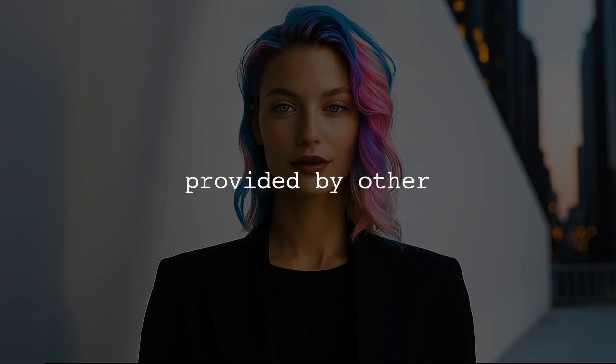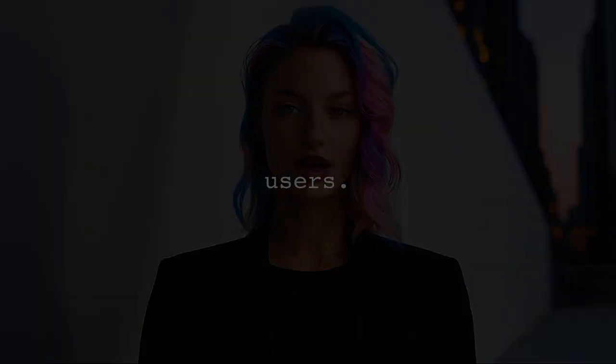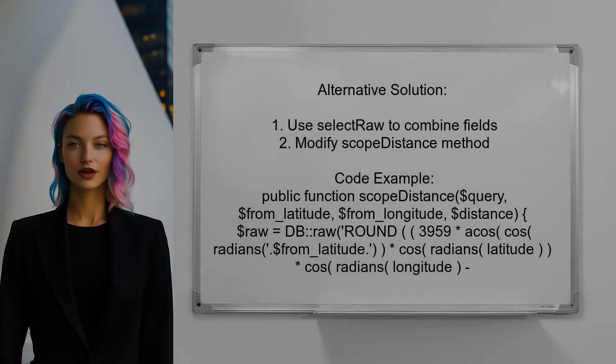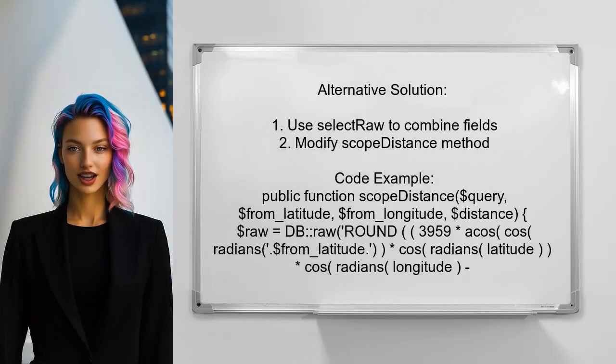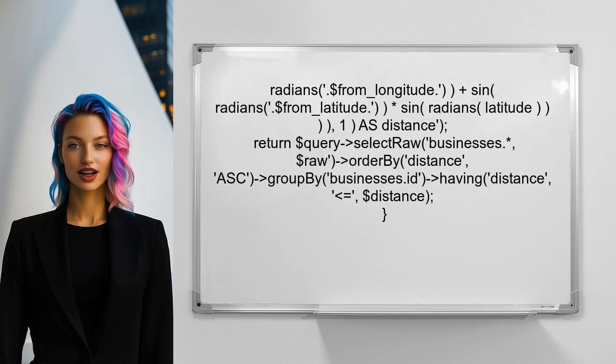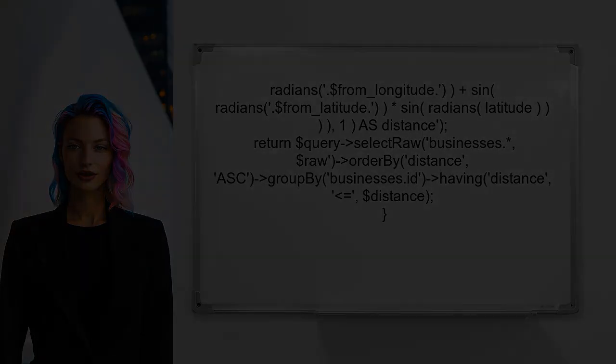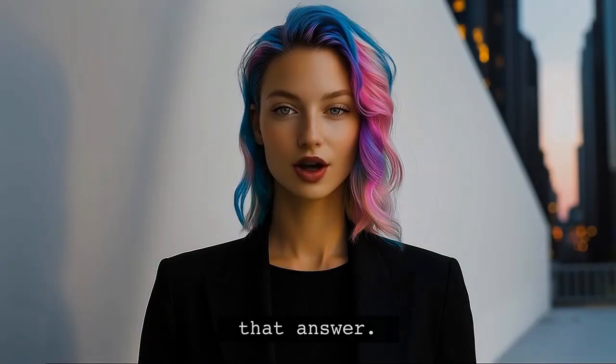Now, let's look at the answers provided by other users. An alternative solution provided by another user suggests using select raw to prevent the ID field from being overwritten. They recommend modifying the scope distance method to include both the business's fields and the calculated distance in a single select raw statement. That's all on that answer.